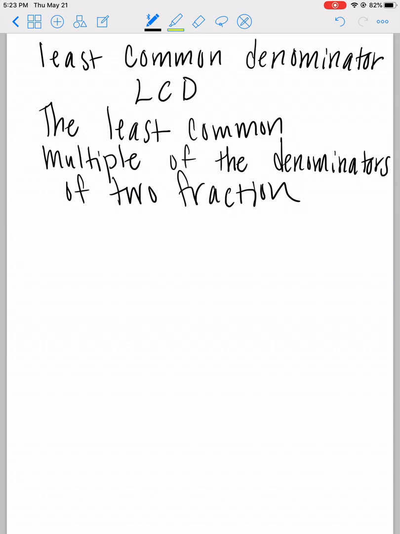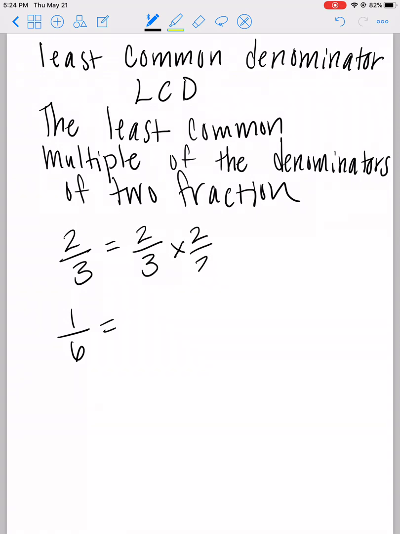Okay, so for an example, you're going to have 2/3 and 1/6. And then we're going to do our formula. We're going to take 2/3 and multiply it by 2. And 2 times 2 is 4, and 3 times 2 is 6. And then we're going to take 1/6 and multiply that by 1, and we're going to get 1/6. So 6 would be the least common denominator. Okay? Least common multiple.